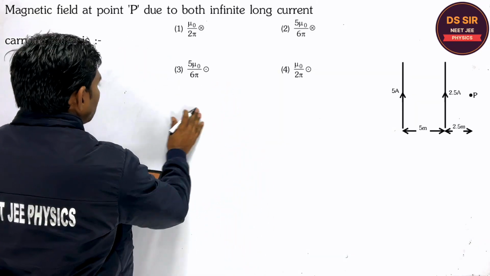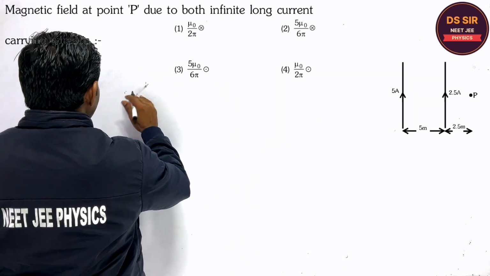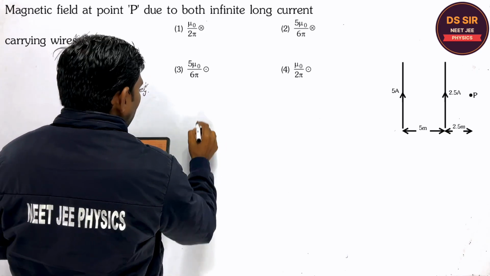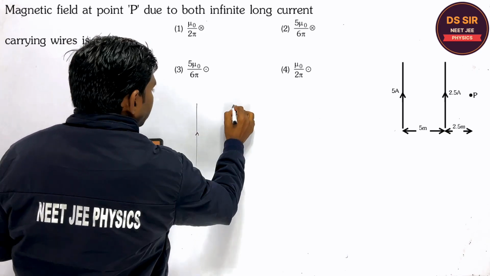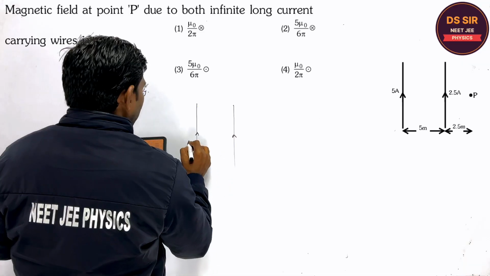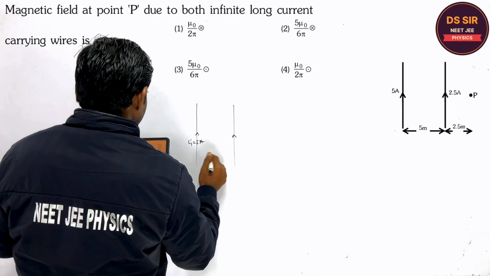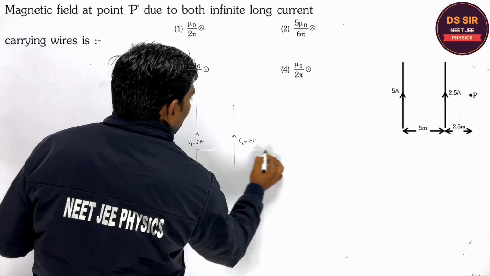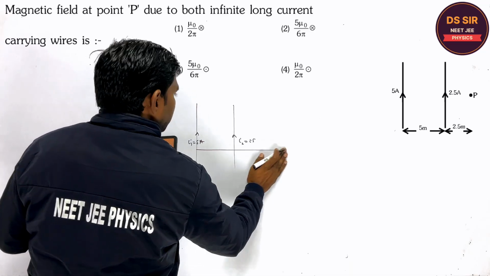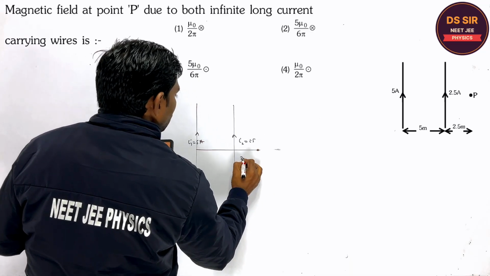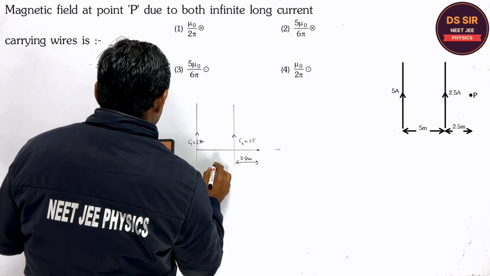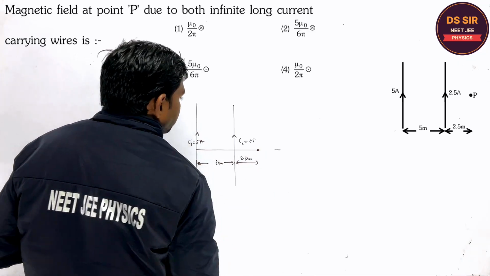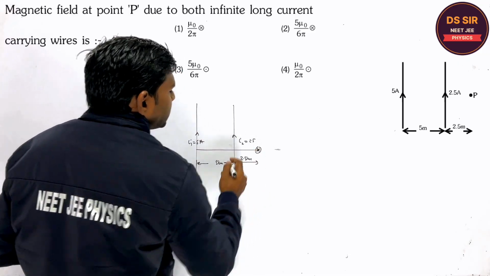So read this question. In this question, the magnetic field at P is due to both of these two infinitely long wires. The current is 5 ampere in one and 2.5 ampere in the other. The point P is on this side. This is 2.5 meter, and this is 5 meter. Is it clear or not? Yes. You have to find the magnetic field at this point.